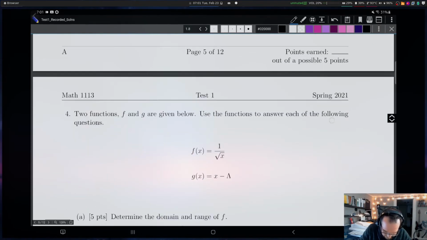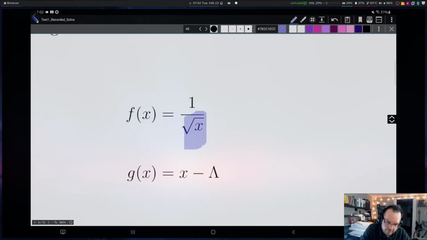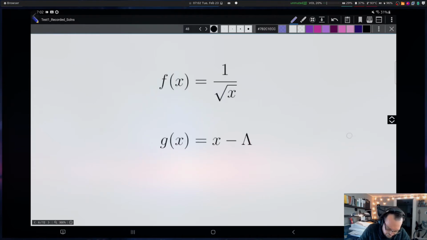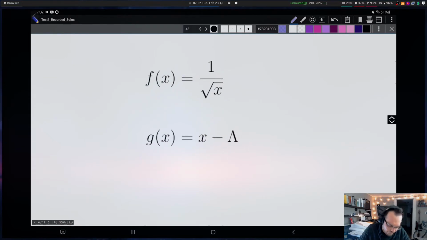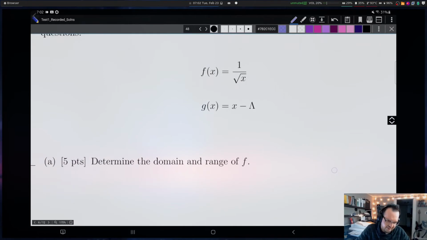Okay, so let's look at this next problem. We're given two functions, f and g, and we want to answer some questions about them. f of x is 1 over root x. So this is the function that takes your input, whatever it is, x. The first thing it does is it tries to take the square root of it, and then after doing that, it takes the reciprocal of the result. So that's how this function acts on its inputs. We have this other function g of x, which, what does it do? Well, it just takes your input, and then it just subtracts off this capital lambda, which is some unknown real number, but it's just some number, some constant.